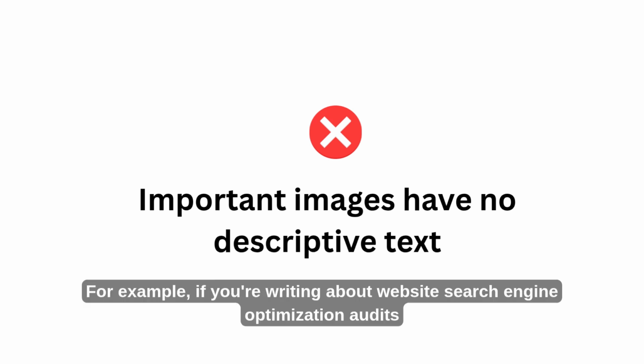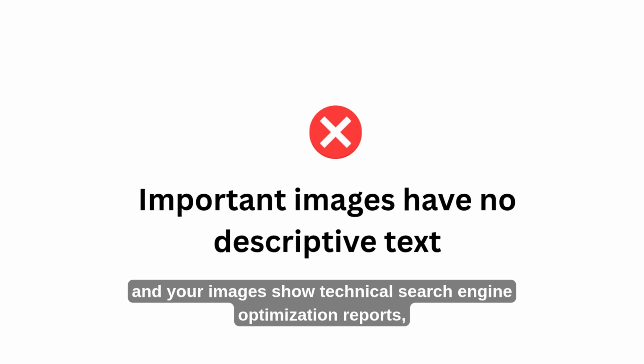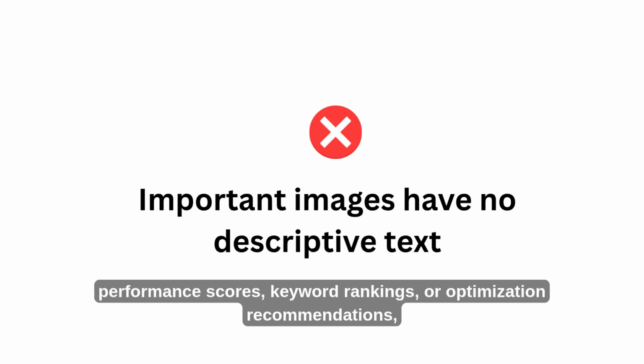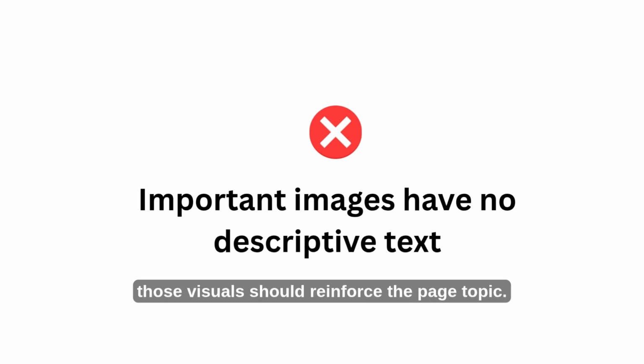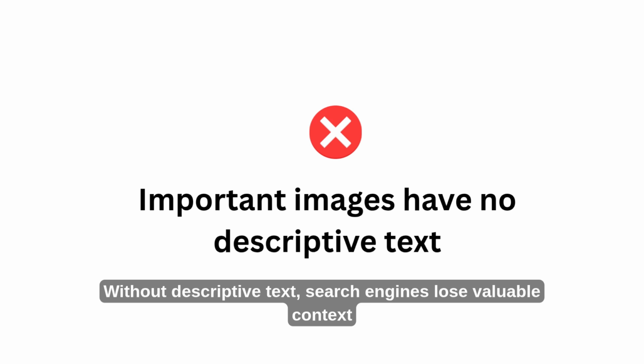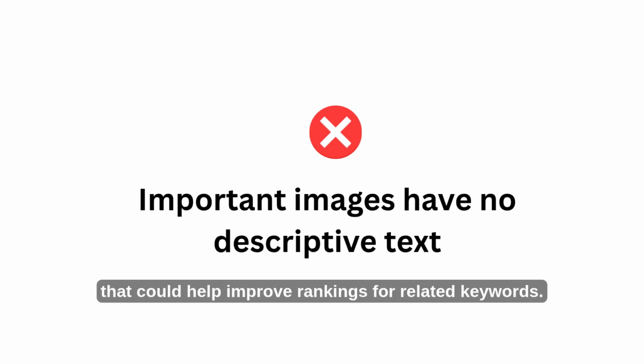For example, if you're writing about website search engine optimization audits and your images show technical search engine optimization reports, performance scores, keyword rankings, or optimization recommendations, those visuals should reinforce the page topic. Without descriptive text, search engines lose valuable context that could help improve rankings for related keywords.